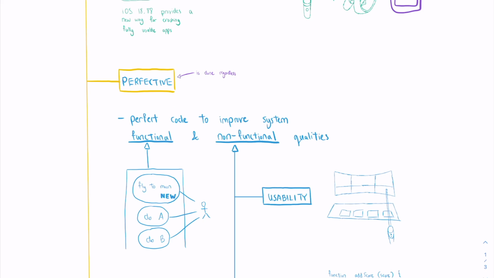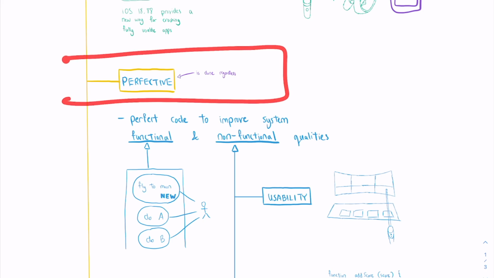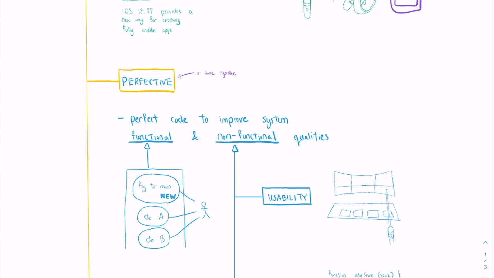So this perfective maintenance is actually huge, because it encompasses all improvements that you can do to your app or system. As the name implies, you're trying to perfect your code to improve the system's functional as well as non-functional qualities. Perfective maintenance of functional qualities is pretty straightforward to understand because it is basically adding use cases and working on them. So this is called functional perfective maintenance.